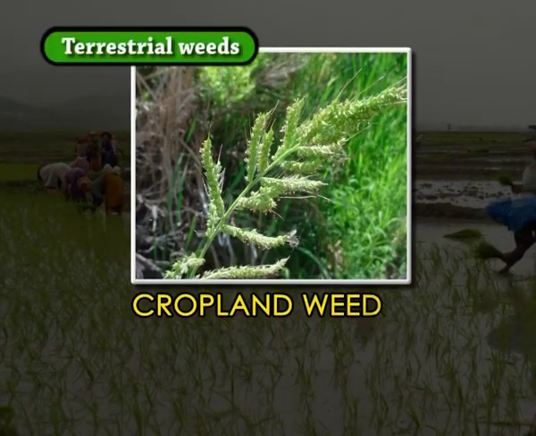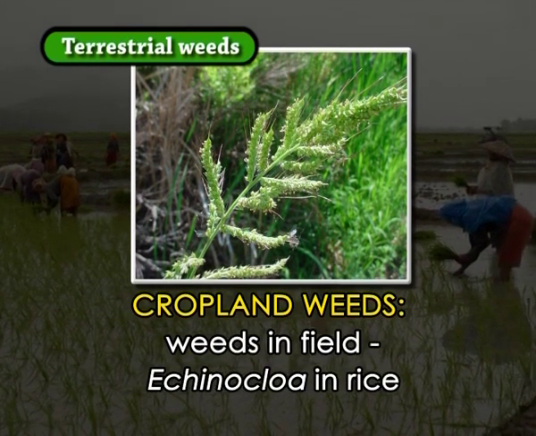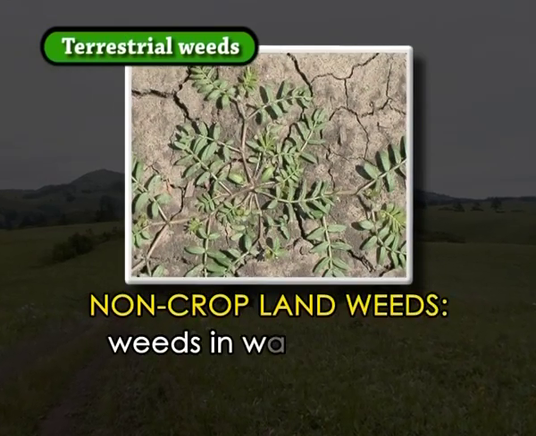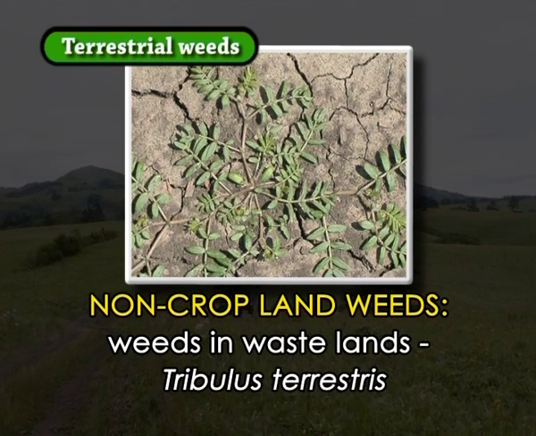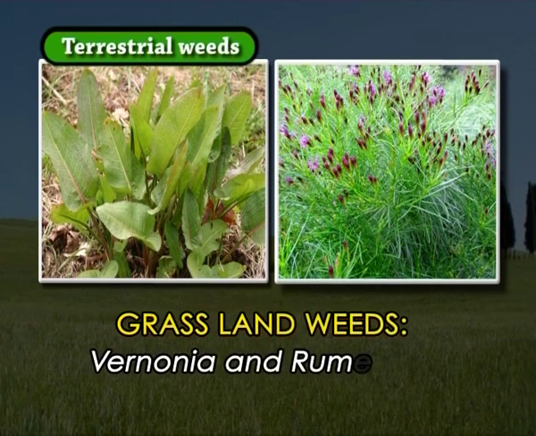Classification based on habitat or situation. Depending upon the place of their occurrence, they are classified into terrestrial and aquatic weeds. Terrestrial weeds are again classified into number 1, cropland weeds, weeds in field, example Echinochloa in rice. Number 2, non-cropland weeds, weeds in wasteland, example Tribulus terrestris. Number 3, grassland weeds, example Vernonia and Rumex species.